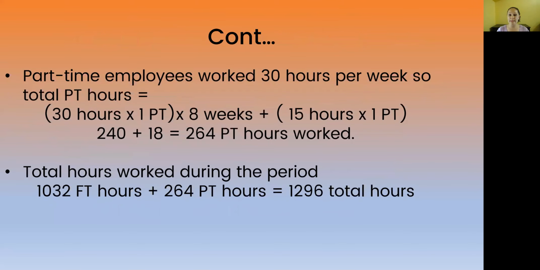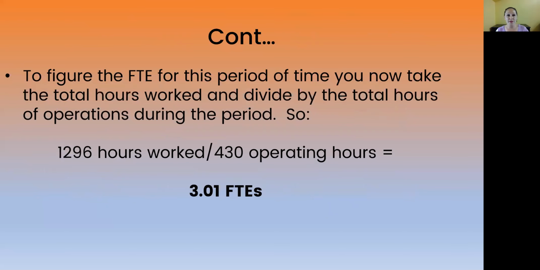Then we have part-time employees, and I went ahead and upped the numbers because sometimes when you're doing really well, which a lot of companies have been lately, your part-time employees work a few more hours. So now they're working 30 hours per week. That equates to 264 part-time hours worked during that period of time, with a total of 1,296 total hours, full-time and part-time, for the period that was worked. So 1,296 divided by the 430 operating hours equals 3.01 FTEs. So you can see that we're just a little over 3 full-time employees now, with the part-time employee having increased their workload a little bit.